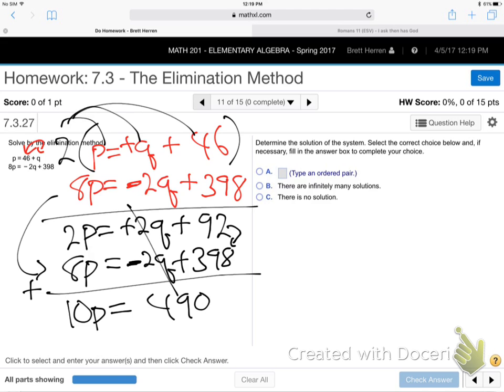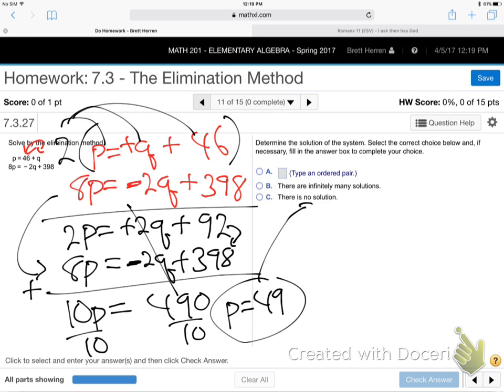All right, so what do we do now to get P alone? Divide by 10. Divide by that 10, we good? Divide by the 10, so P is 49. I can divide by 10, just cut off a 0, huh? P is 49. Who needs a calculator on this one? P is 49.